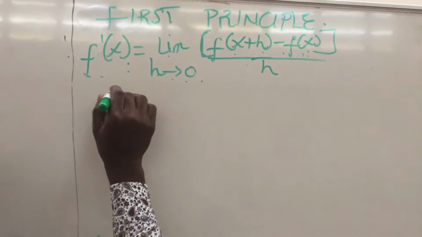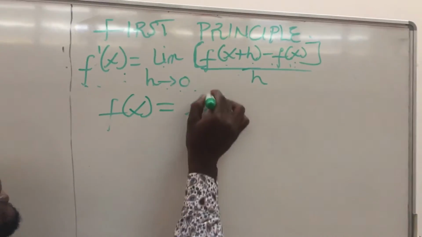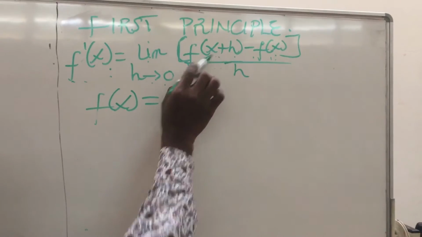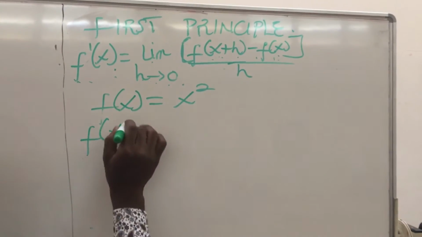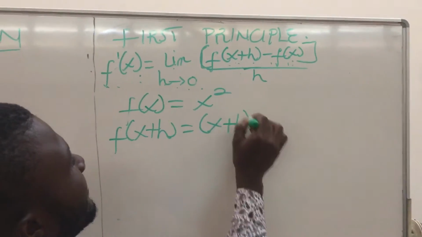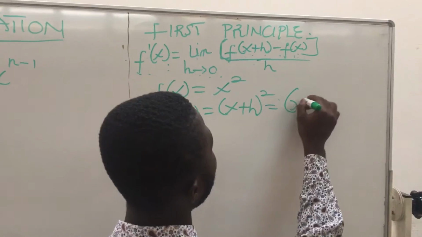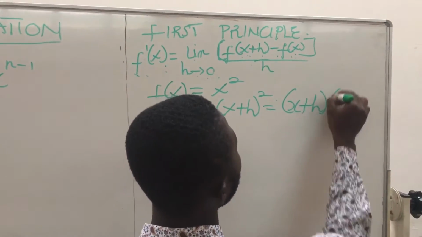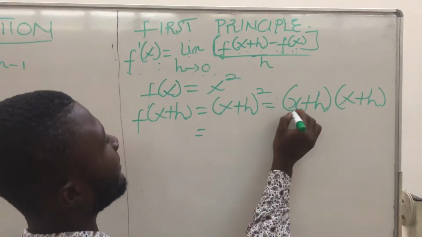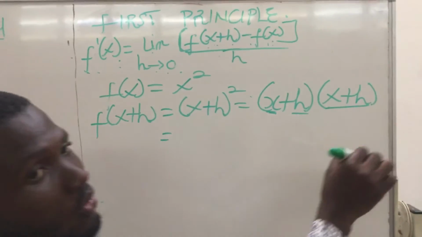So here, from example 1, our f of x is equal to x squared. So we have to look for our f of x plus h. f of x plus h is equal to x plus h all squared, which is equal to x plus h times x plus h. So we have x multiplying the whole function plus h multiplying the whole function.